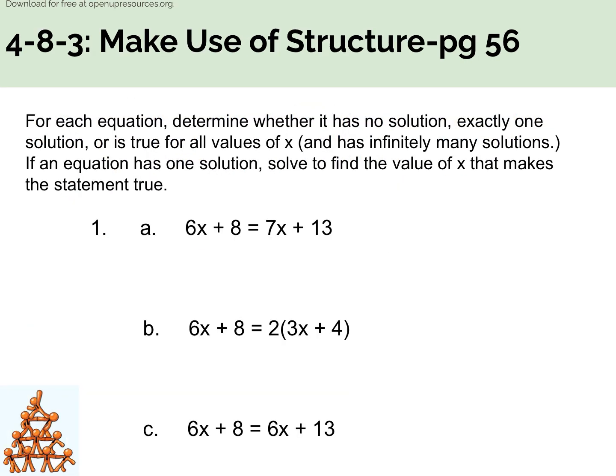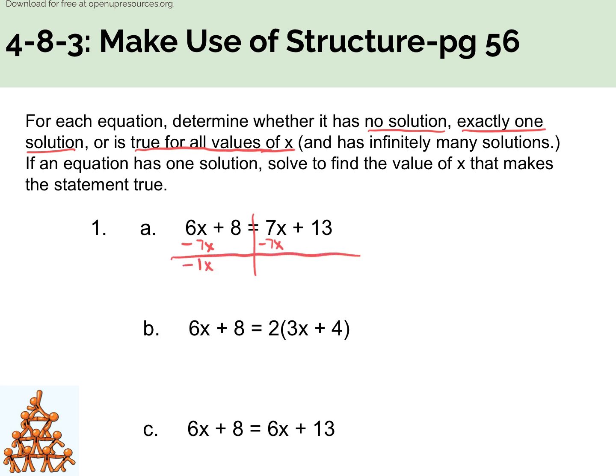All right, so let's turn to page 56, and this is activity 3. It says for each equation, determine if it's no solution, exactly one solution, or it's true for all values, or infinitely many solutions. So again, the easiest way to do it is to go ahead and solve it. So let's subtract off 7x from both sides. So this is number 1A.